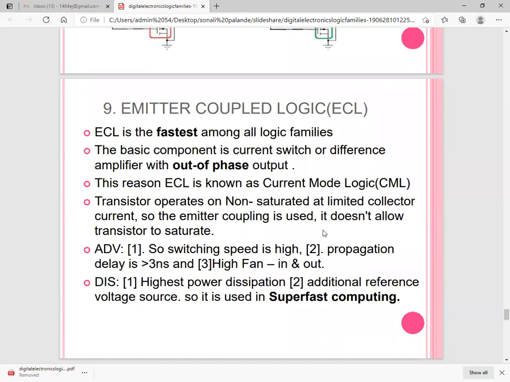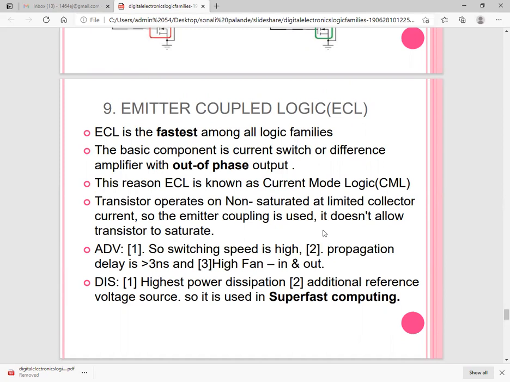The emitter coupled logic, that is ECL. ECL is the fastest among all logic families. The basic component is a current switch or difference amplifier with out of phase outputs. Hence ECL is known as current mode logic, that is CML. The transistor operates in the non-saturated region at limited collector current, so emitter coupling is used. It doesn't allow the transistor to saturate.